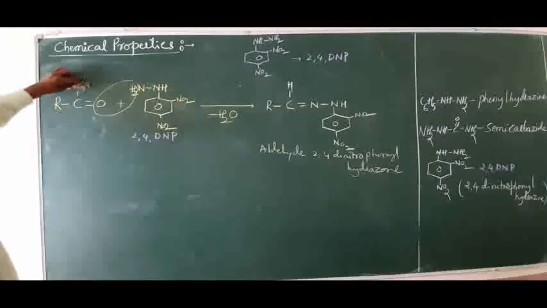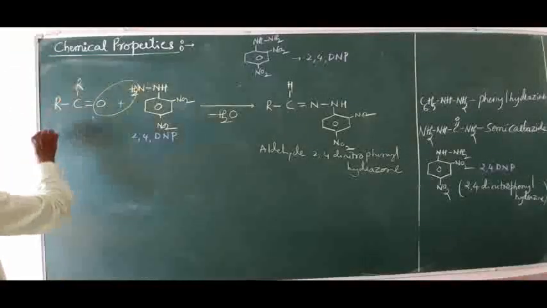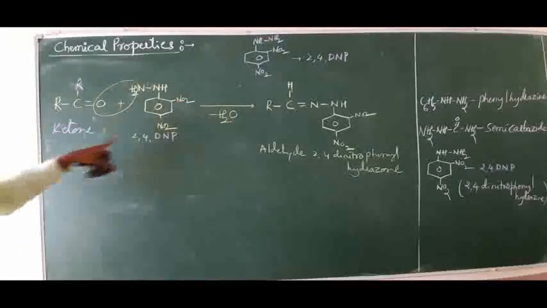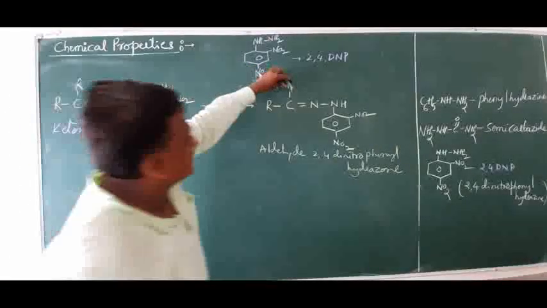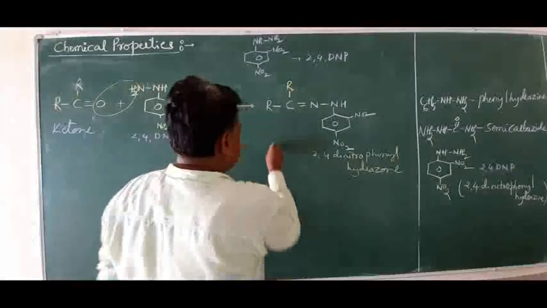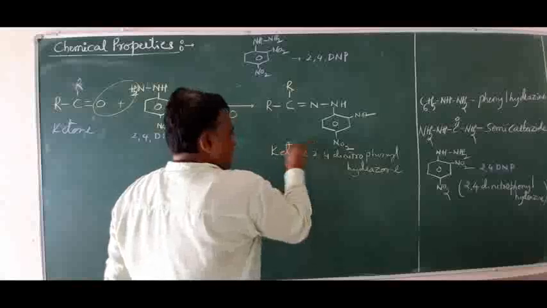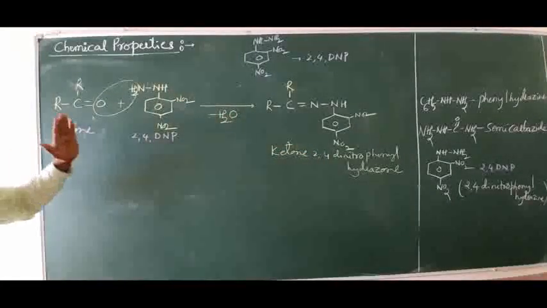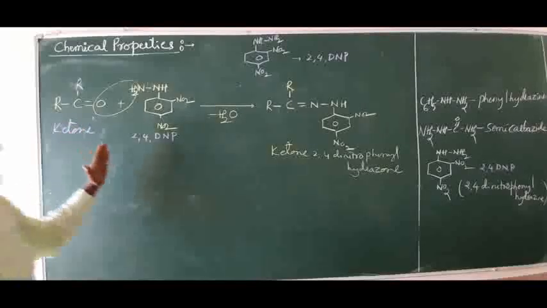Sir, this is your R. Now the product is ketone. Ketone reacts with DNP. Sir, you just have to change this R group. Now the compound is a ketone 2,4-dinitrophenyl hydrazone. So this is also the condensation reaction of the aldehydes and ketones chapter.